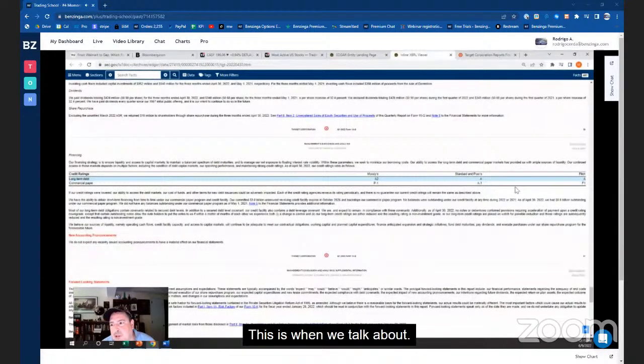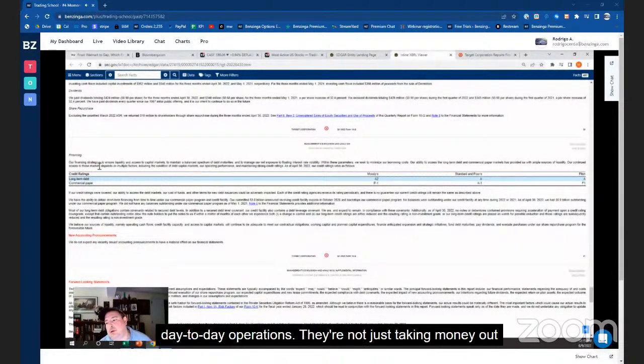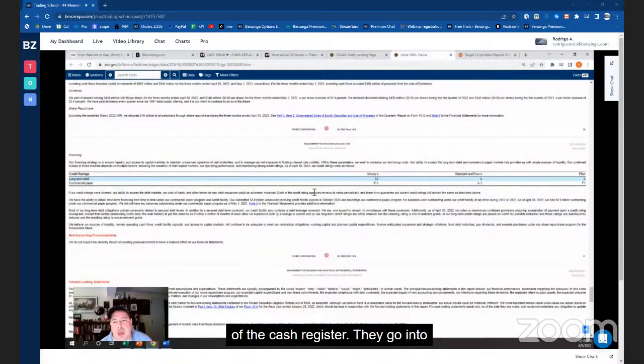This is when we talk about companies having to borrow money to do their day-to-day operations. They're not just taking money out of the cash register. They go into the debt markets, and they do these. Here's their unsecured revolving credit facility that they have with some investment banker.